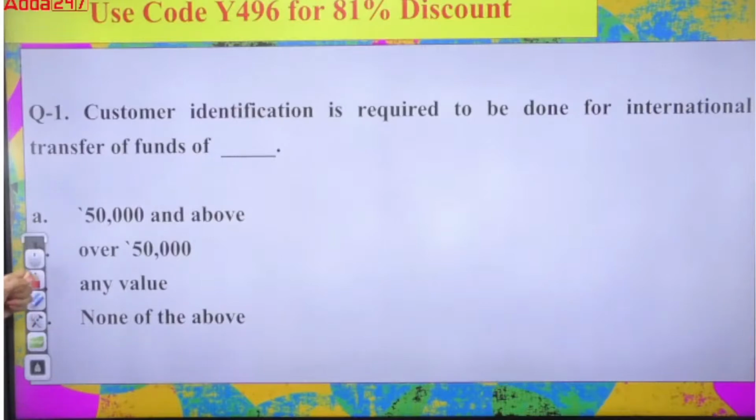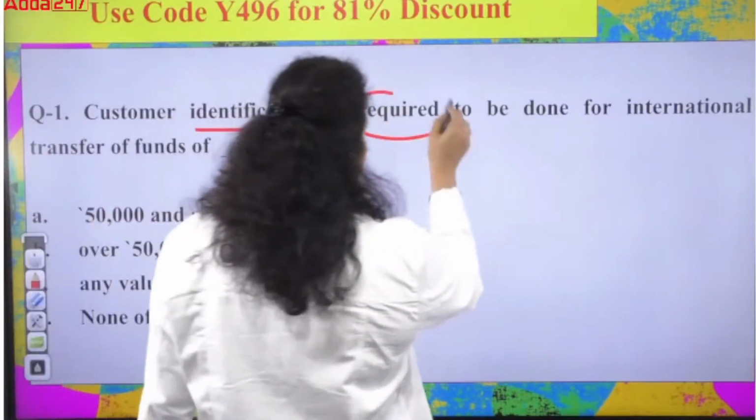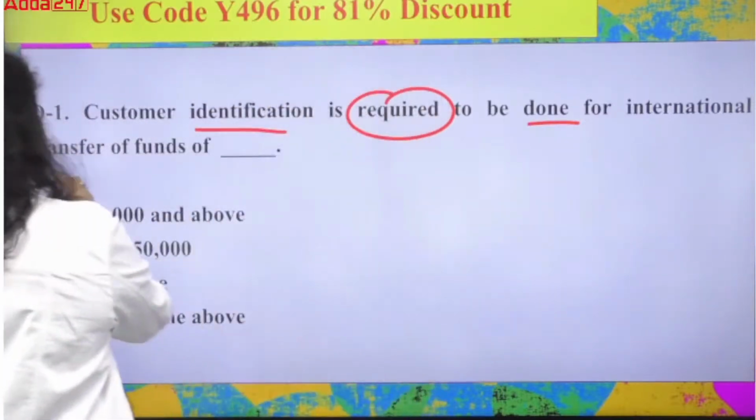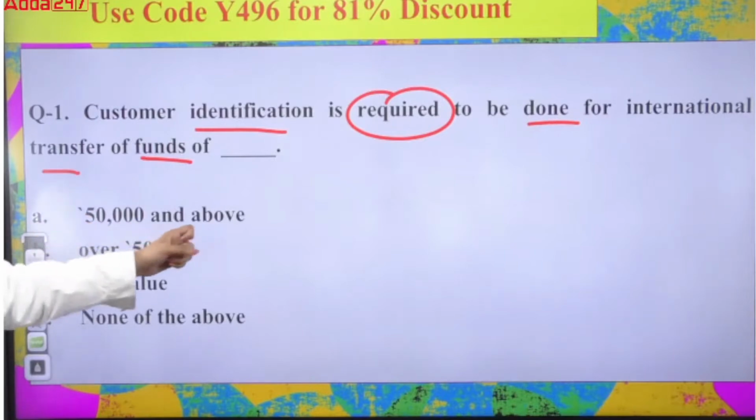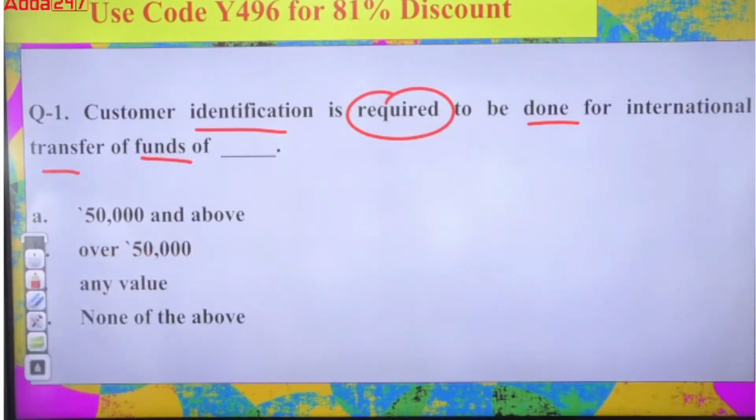So the first question is talking about customer identification, which is required to be done for international transfer of funds of: first, 50,000 and above amount; second, over 50,000; third, any value; and fourth, none of the above. So what do you think in case of international transfers?